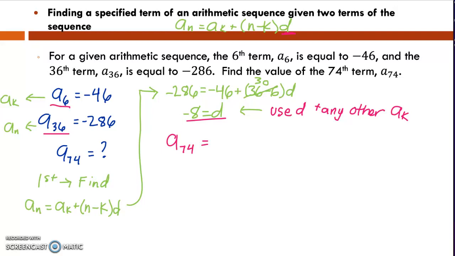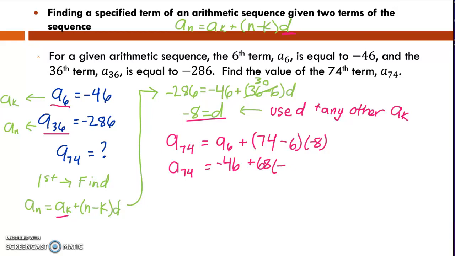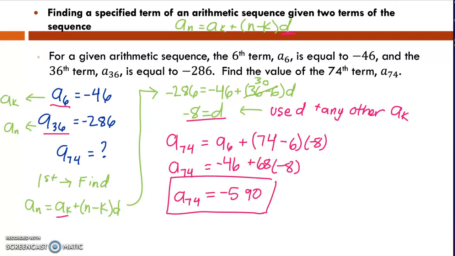So this a sub n is going to be equal to a sub k, or a sub 6, plus 74, or n, minus k, which is 6, times d, which we found was negative 8. Now we don't know this a sub 74, that's what we're trying to find, but that's equal to negative 46 plus 68 times negative 8, and after solving for that, we will get that our 74th term is negative 590. So sometimes we're given one extra term and d, and sometimes we're given two terms. Then that means we have to find d, and then use one of our terms to find the missing term that we want.